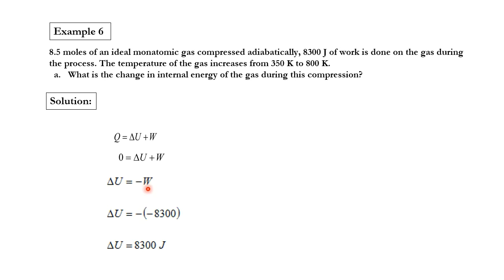And we know that the work is work done on the gas. Therefore, we have to have a negative here. And hence, the delta U or change in internal energy is 8,300 joule.